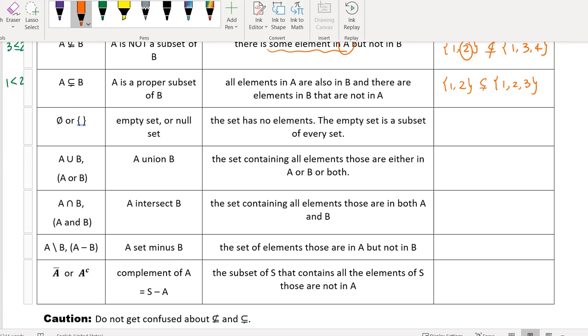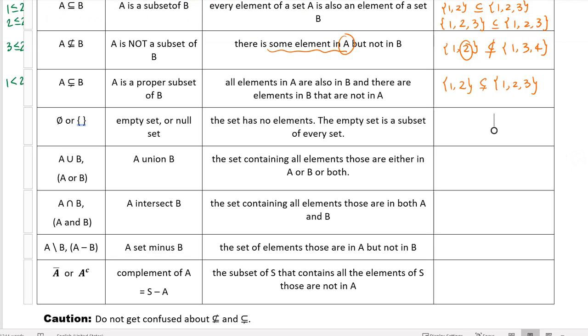We have the empty set. So the empty set, this is like the 0 and then you cross it out, okay? So we can use this symbol, or we can just put braces with nothing inside the braces. So that means empty set or the null set. The set has no elements. Because it has no elements, the empty set is a subset of every set. Of course, it's contained in other sets.